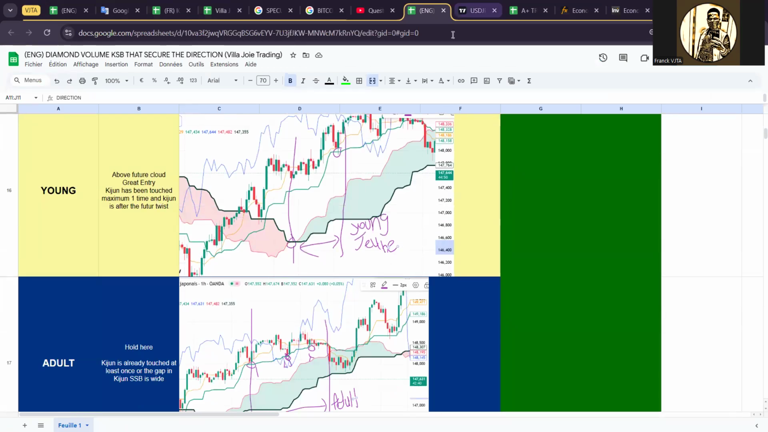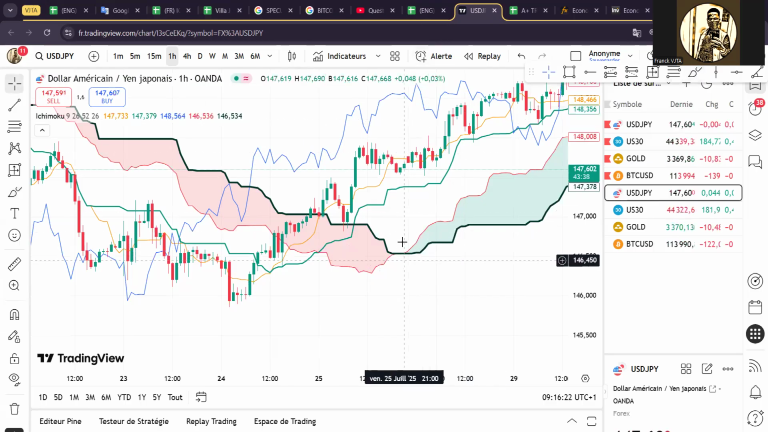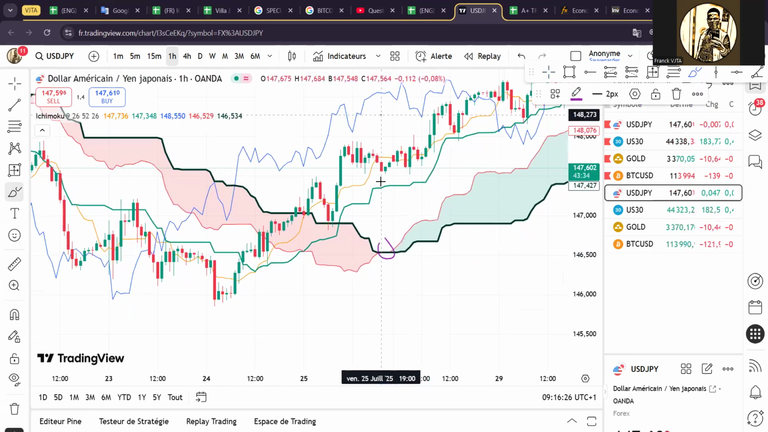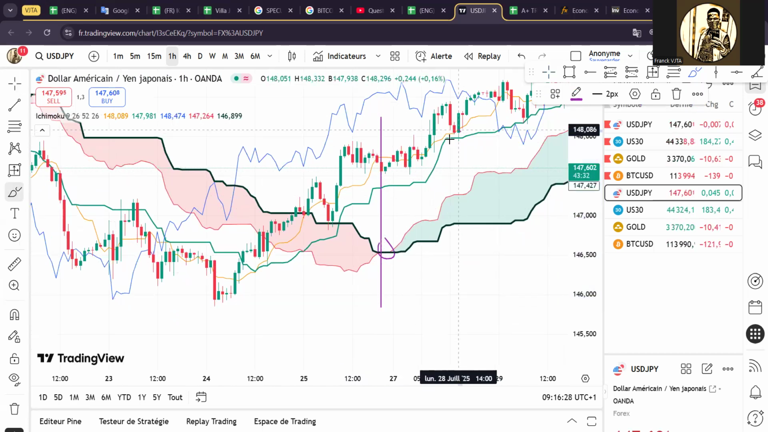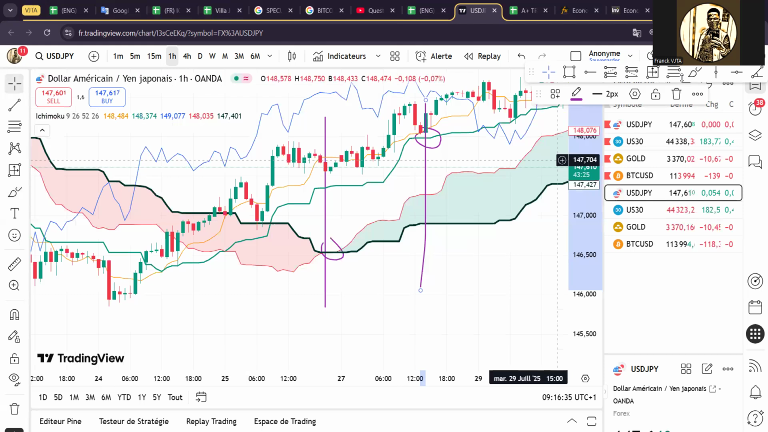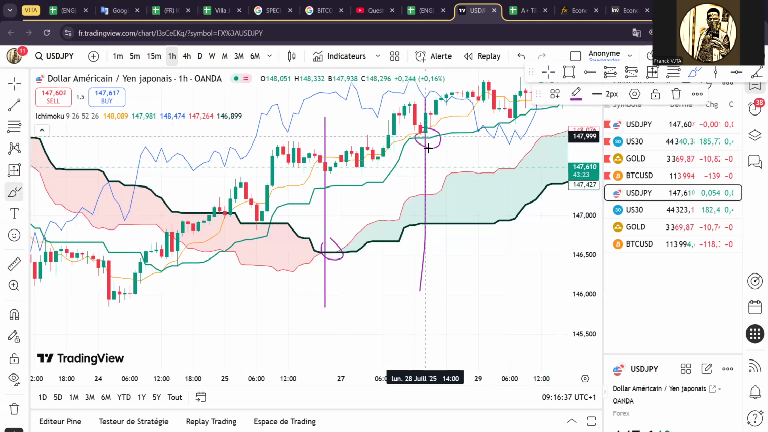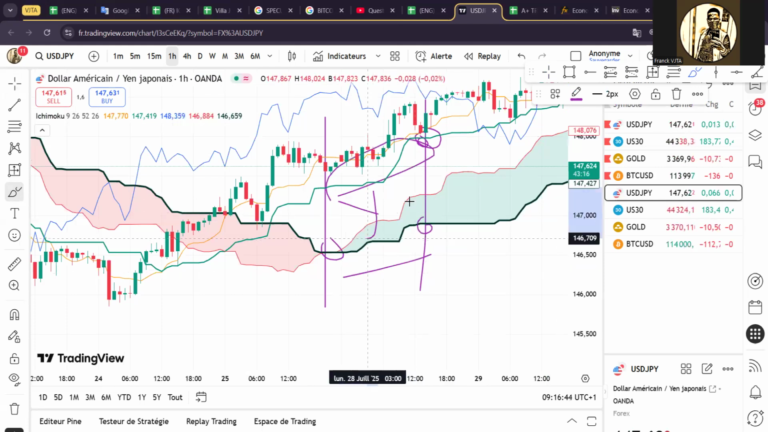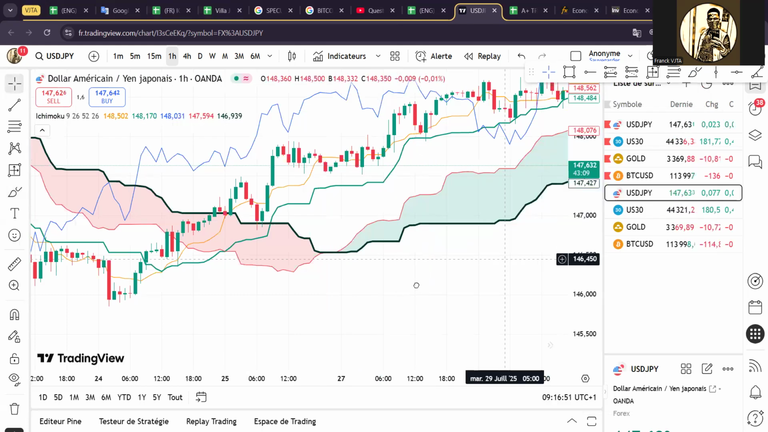The youngness of a KSB starts from the twist, like this here, till you see the first touch of Kijun. Here we see a first touch of Kijun at this level. So all of this segment of Kijun is young, right? You can have a setup of entry here and a setup of entry here on Tenkan. So that is the youngness.